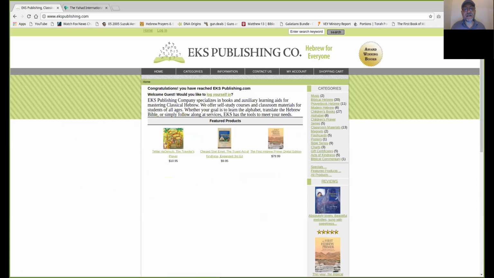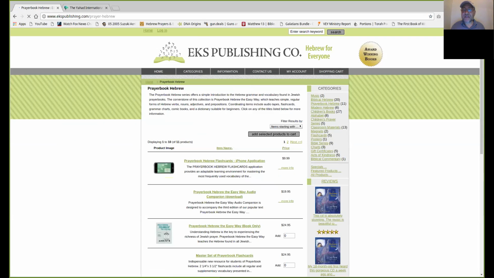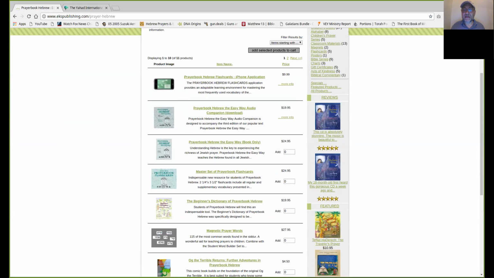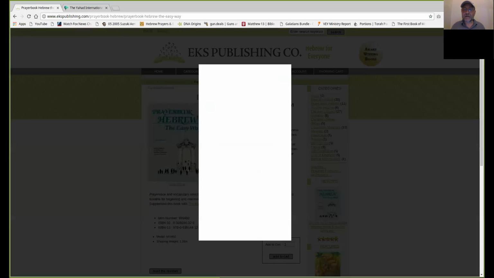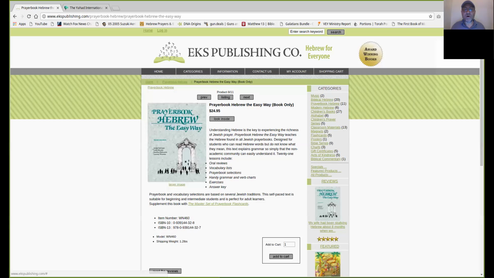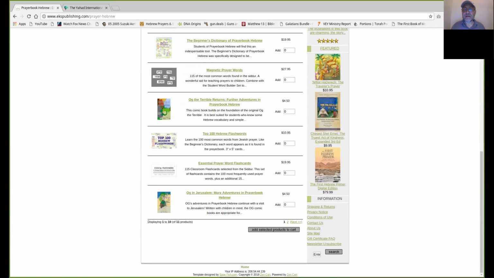EKS Publishing, Classical Hebrew. Now, you see where it says Homes, and here's Category. Go to Prayer Book Hebrew, which is where we have the materials we've been working on. The book that we did tonight is found here, Prayer Book Hebrew, the easy way. And then also notice that we are taking a story. It's called Og the Terrible.